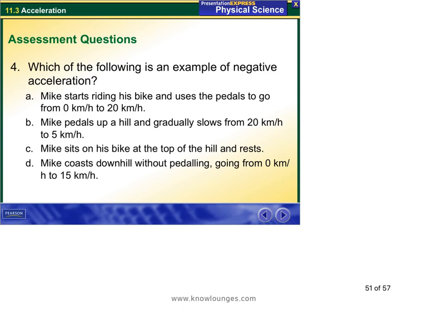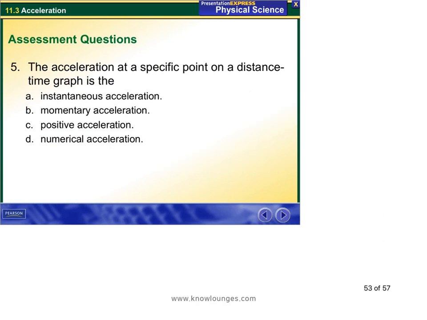Which of the following is an example of negative acceleration? Negative acceleration is going to be slowing down. If we go from 0 to 20, that's positive acceleration. Slowing from 20 to 5 looks like a negative acceleration, so we should get a B, and we do, slowing down. Acceleration at a specific point on a distance time graph is A, and that's what we had a bit ago, instantaneous acceleration.